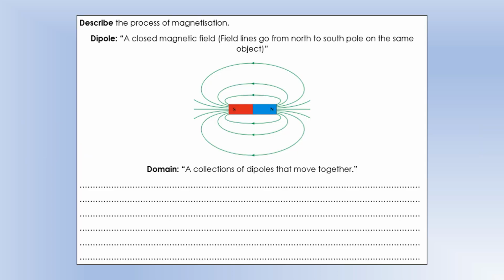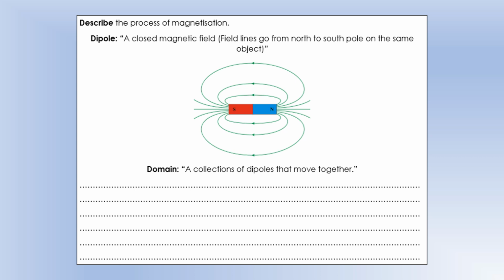Okay, so let's talk about the process of magnetization, and what that means is turning something which is not magnetic into something that is. When we do this, we talk about dipoles. A dipole is a closed magnetic field. In the previous diagrams, we had some field lines going from one magnetic material to another, whereas in this one, a dipole is a closed magnetic field. So the field lines go from the north pole of this object to the south pole of that object, like you can see here.